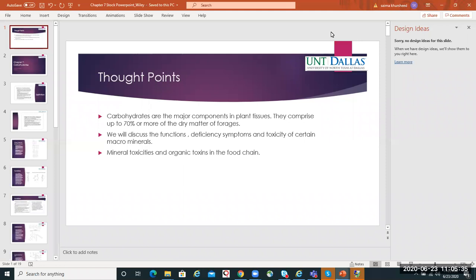Okay, this week's thought points are the carbohydrates we'll be talking about. As we all know, they are the major components in plant tissues and comprise about 70% or more of the dry matter of forages.